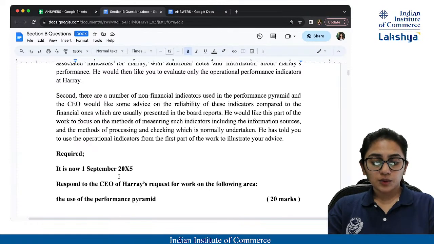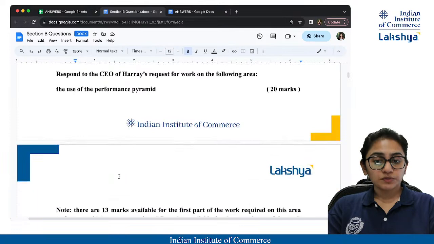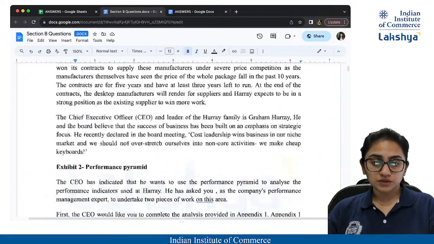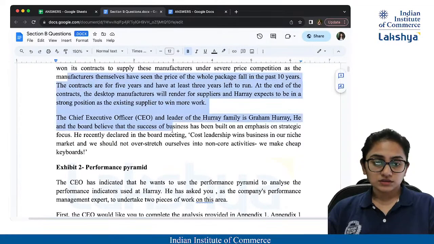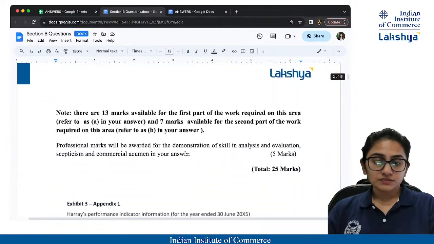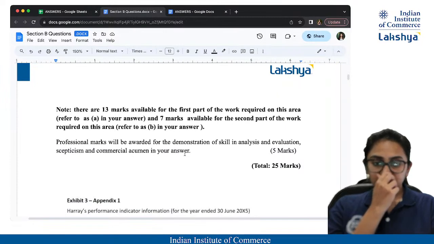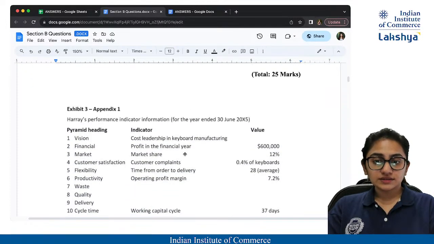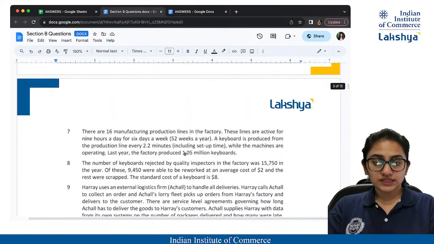So it is now 1 September 20x5. Respond to the CEO of Harry's request for work on the following area, the use of the performance pyramid. Note there are 13 marks available for the first part of work. So this is the first part of work. And 7 marks available for the second part of work required on this area. And this is the appendix that they have given us regarding all the necessary information.